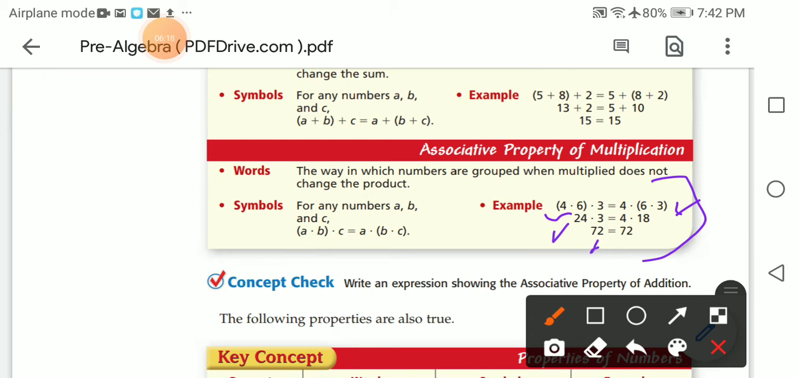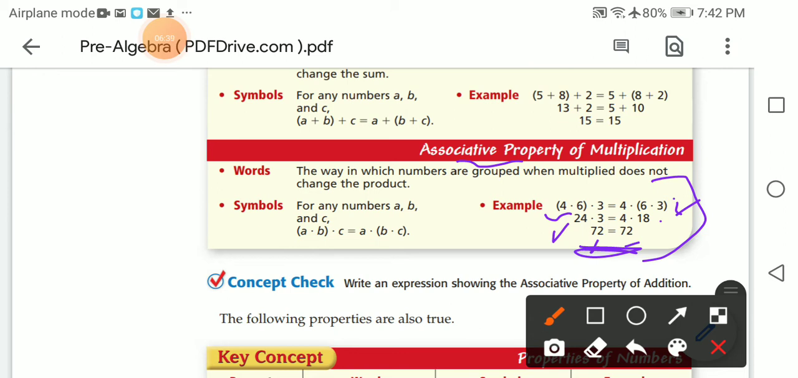4 times 6 times 3, here 6 times 3 gives you what? 18. So 4 times 18 gives you what? 72. So here 72 equals 72. Here when I change the places, this is commutative. I changed the groups. This is called the associative property of multiplication.